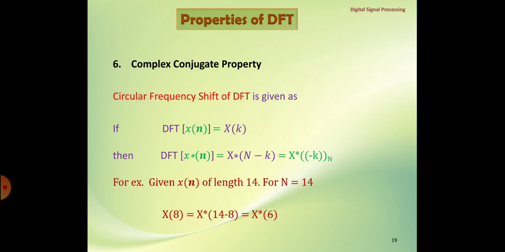Next is the complex conjugate property. If DFT of x of n is equal to X of k, then DFT of x conjugate of n is equal to X conjugate of N minus k, which is equal to X conjugate of minus k modulo N. For example, given x of n of length 14, then for N equal to 14, X of 8 will be equal to X conjugate of 14 minus 8, which is equal to X conjugate of 6.